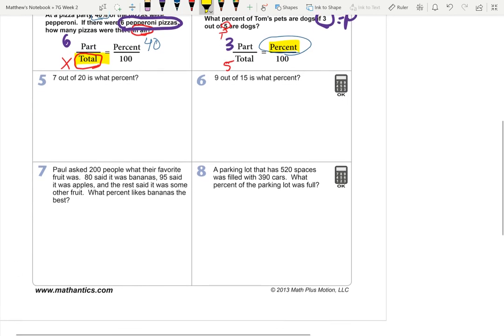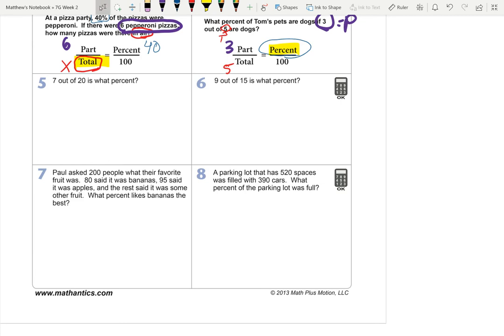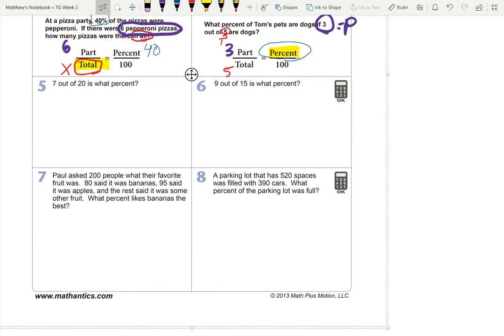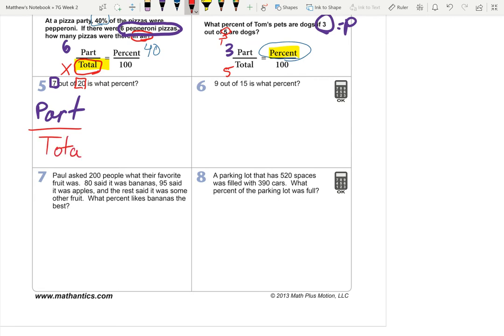All right. Now it says problem 5. 7 out of 20 is what percent? All right, let's see. 7 out of 20. What would that be? Well, I need to set this up as my part over my total, right? And that is going to be set equal to something over 100.